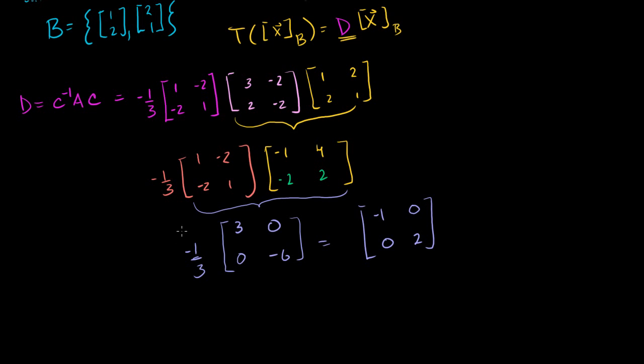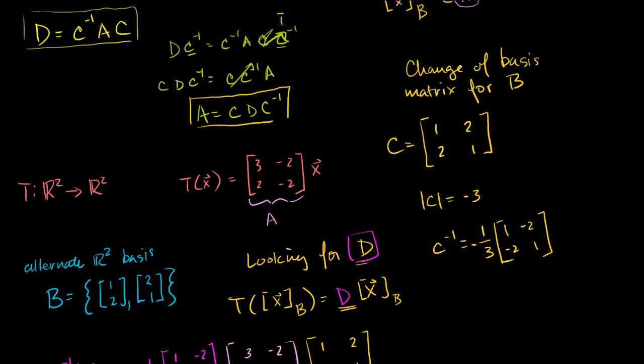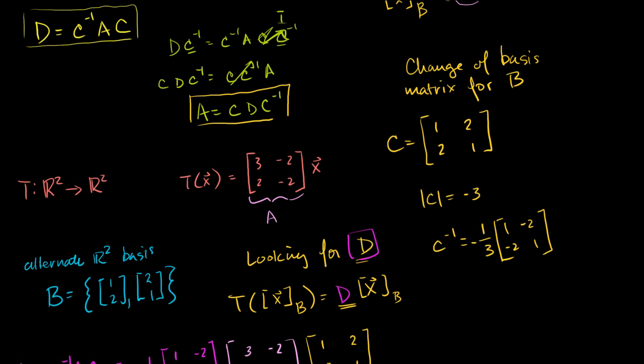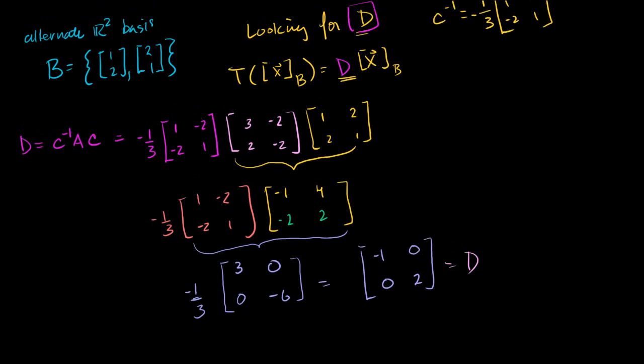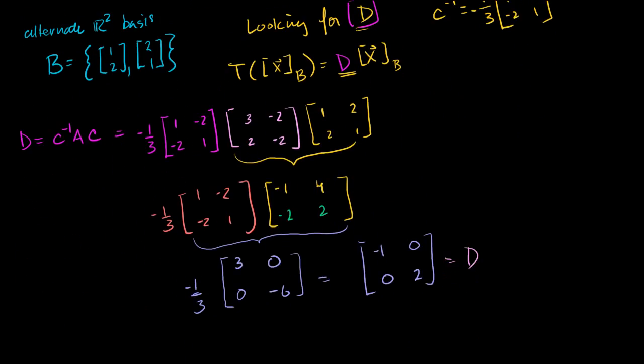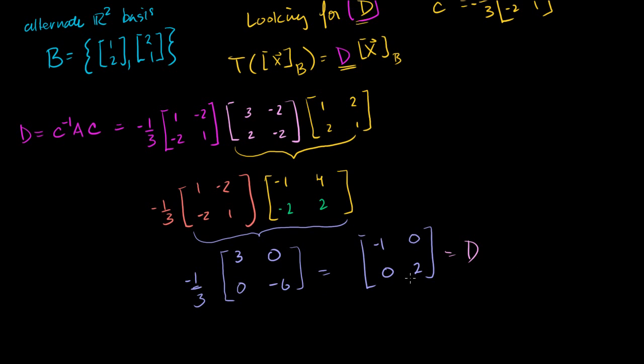So D is now our transformation matrix with respect to the basis B. So we were able to figure it out just applying this formula here. Now, let's actually do it with some. Actually, I'll save that for the next video, where we actually show that it works.